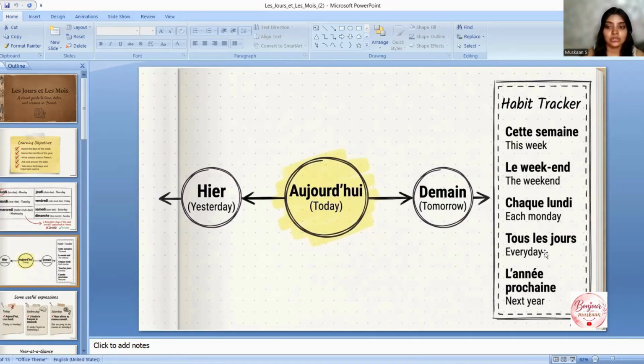Chaque lundi. Then tous les jours. Tous les jours means every day. Last is l'année prochaine. L'année prochaine means next year. Prochaine means next and l'année means year. So it will be next year.